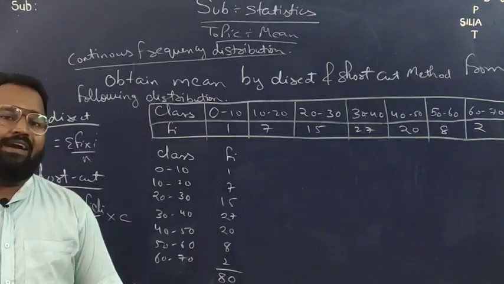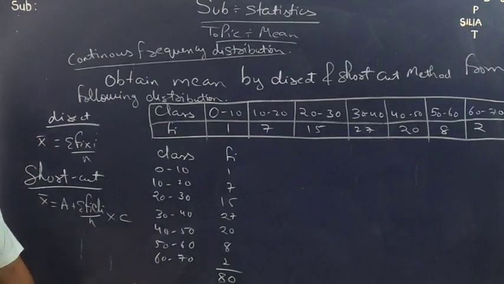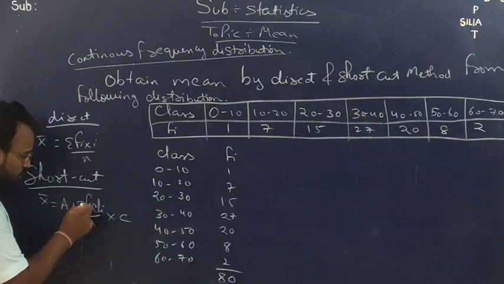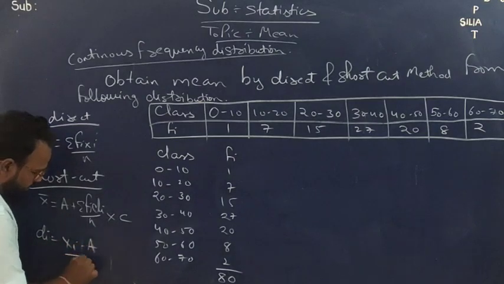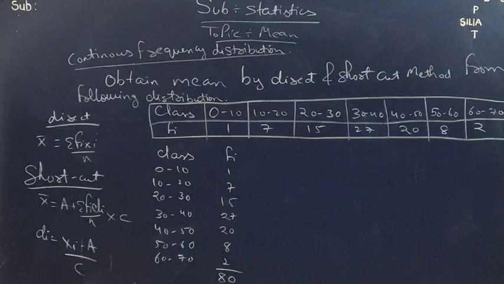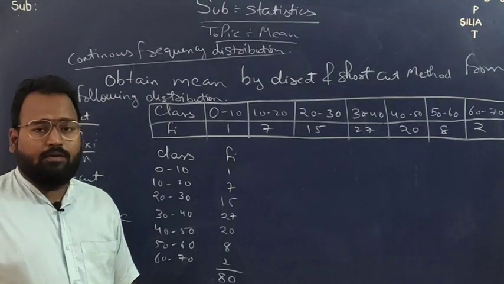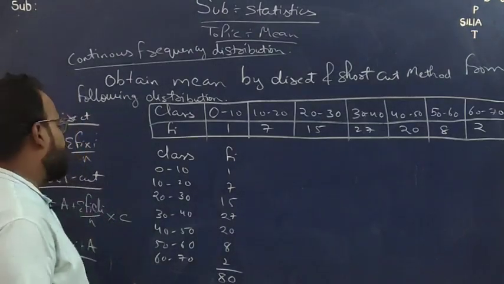Why here have we taken c? Because here the class is given. So to find di, the formula is xi minus a upon c. So let us do the sum by the direct method, then after that the shortcut method.